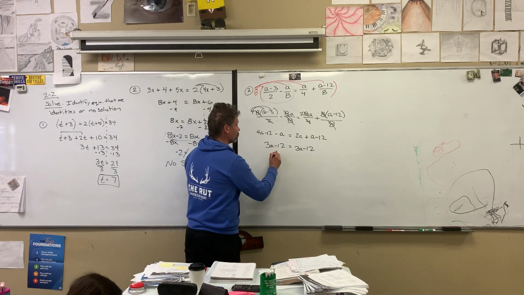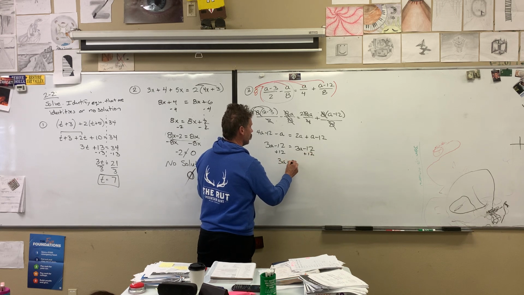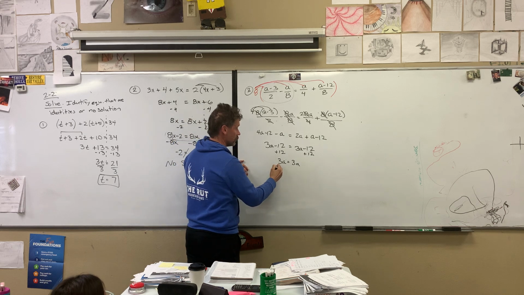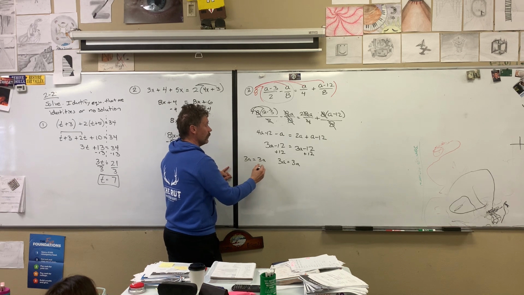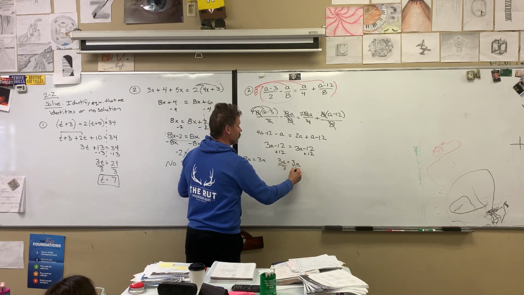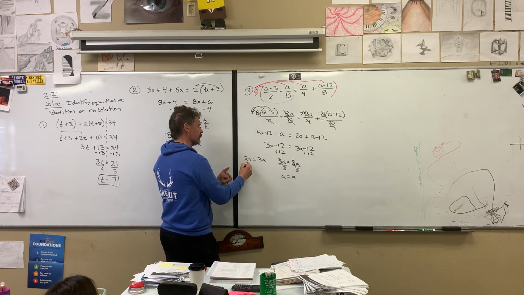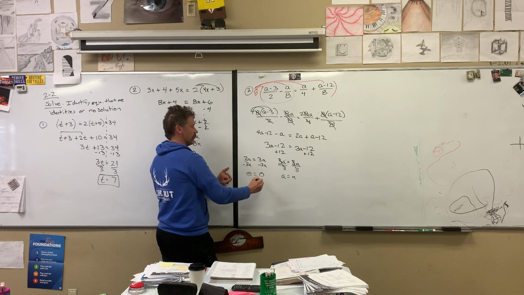Add the 12 to both sides, okay? Add the 12, you get 3A equals 3A. And then what's another step you could do? You can do a couple options. I heard subtract and I heard divide. So if you divide both sides by 3, that cancels, you get A is equal to A. I heard subtract 3A from both sides, and then 3A minus 3A is 0.